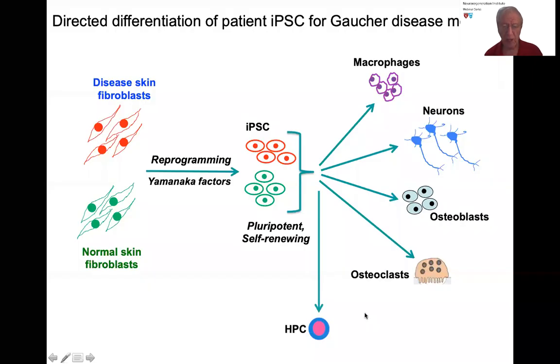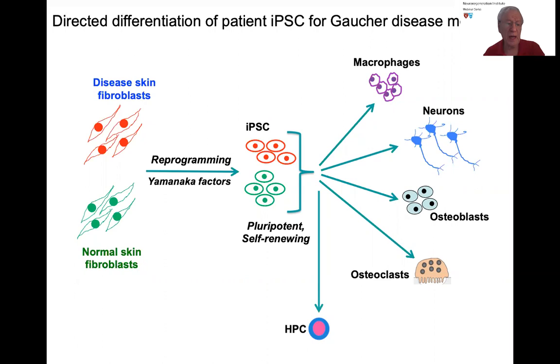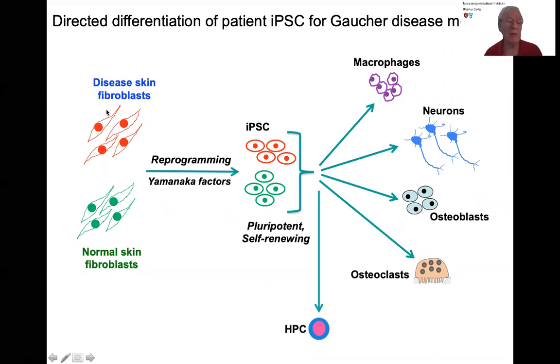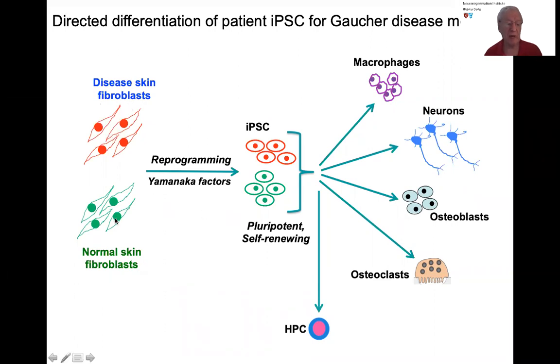So in my laboratory, like in many other laboratories, we have used reprogramming technology, and we have reprogrammed Gaucher fibroblasts and also normal fibroblasts into iPSCs, and then we differentiated them into all these cell types which are affected in Gaucher disease. We have made macrophages, neurons, osteoblasts, hematopoietic progenitor cells.